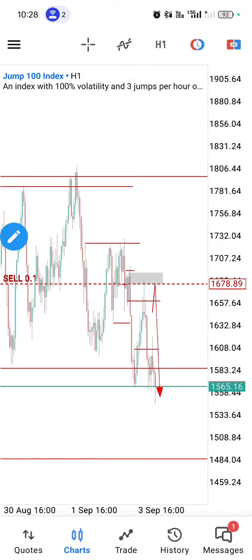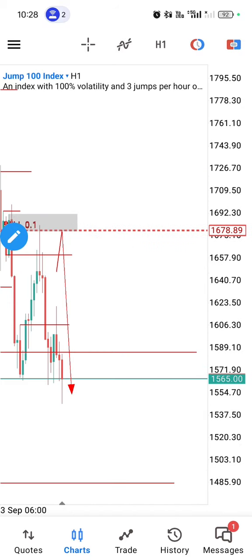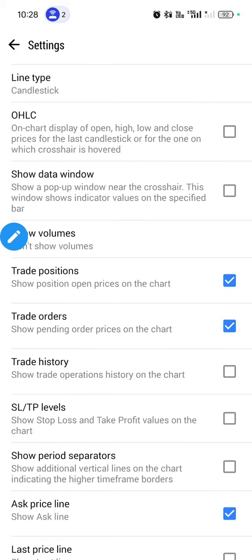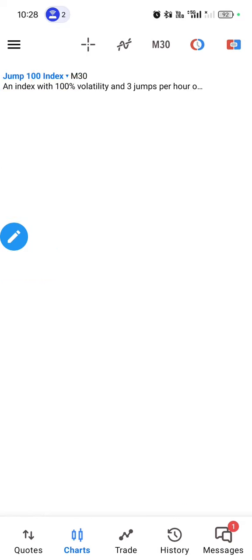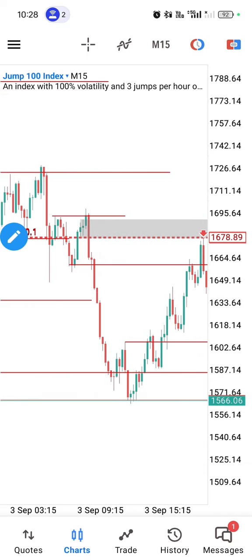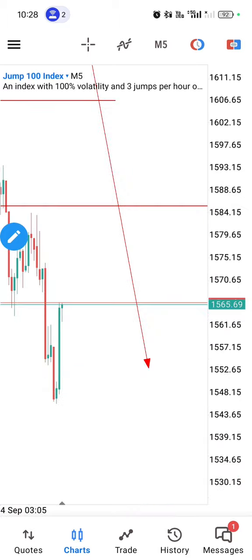Now, after some hours, you can clearly tell, if I switch on the trade history, it was a sweet entry or a sniper trade. It just tapped and then it dropped down immediately afterwards.